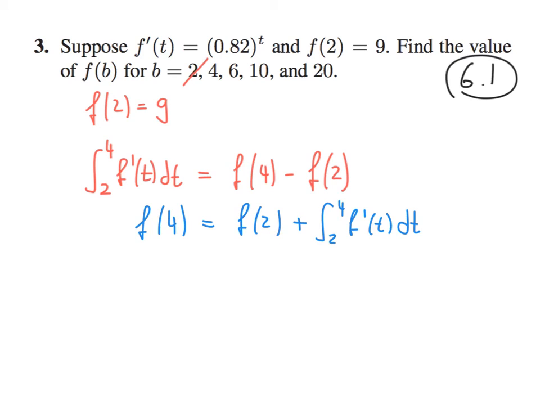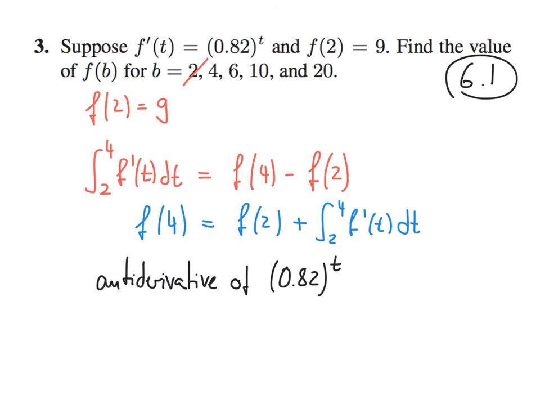F of 2 we know, so what remains is to find this definite integral. We proceed as before. We find an antiderivative of this function f prime, which is given to us here, and then evaluate the definite integral using the formula given to us through the fundamental theorem of calculus.